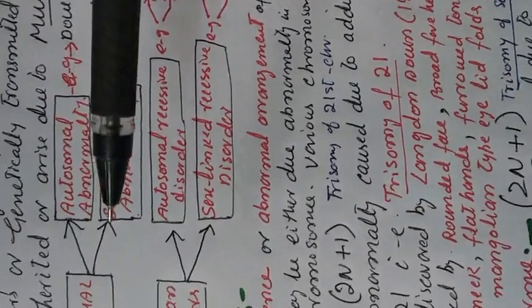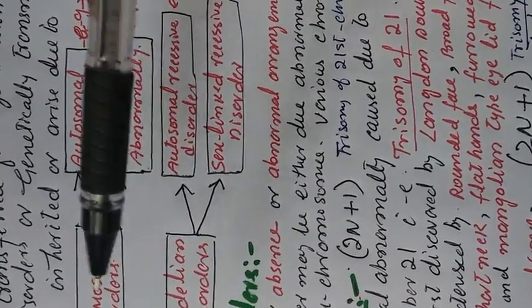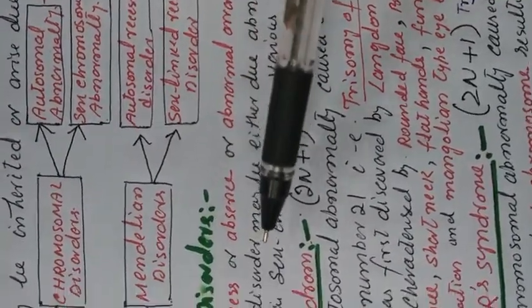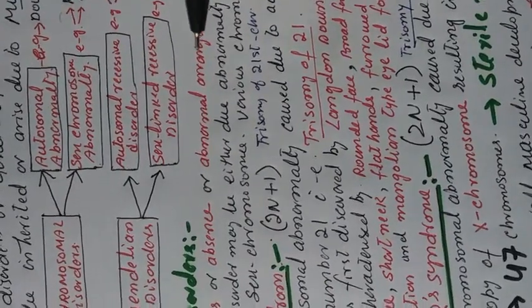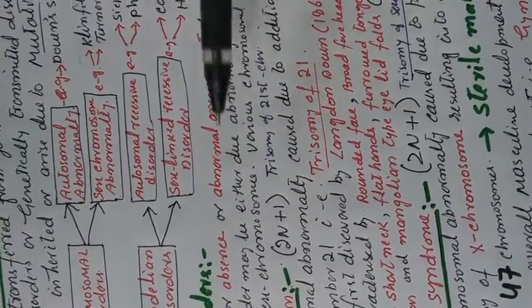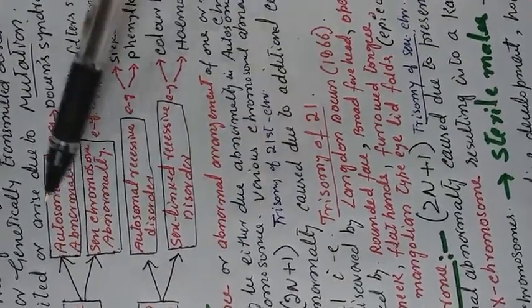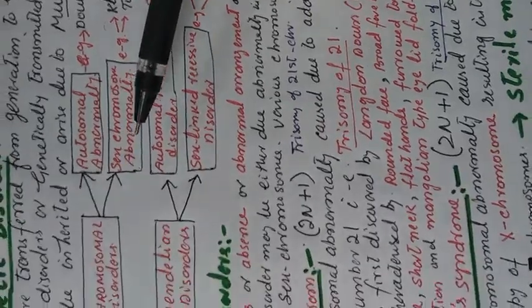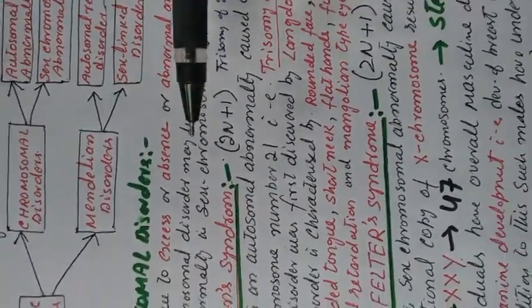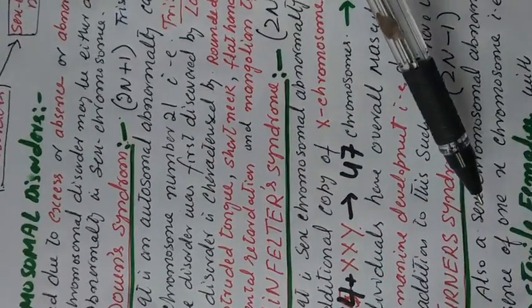Now, first of all, we will discuss these chromosomal disorders. As I already said, they are caused due to excess, absence or abnormal arrangement of one or more chromosomes. They may be due to abnormality in autosomes or in sex chromosomes, and accordingly they are categorized as autosomal abnormalities and sex chromosome abnormalities. Three important chromosomal disorders which you have to study are Down syndrome, Klinefelter syndrome and Turner syndrome.